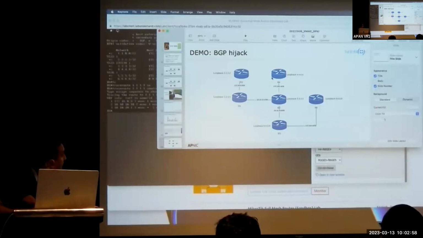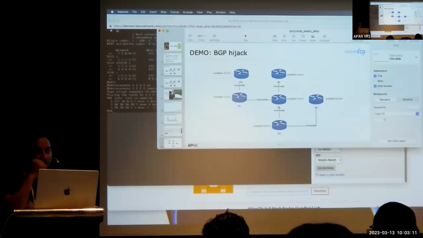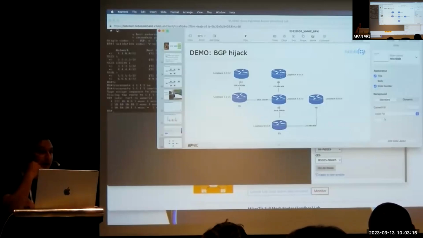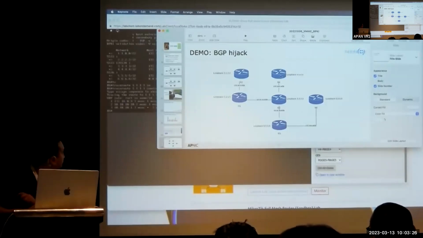So now what we're trying to do, as this is a demo, is announce the same prefix but with a longer length, right? At this time R1 is announcing a /22, but from R4 I'm going to announce a /24. Meaning R4 is basically hijacking R1's prefix, right?